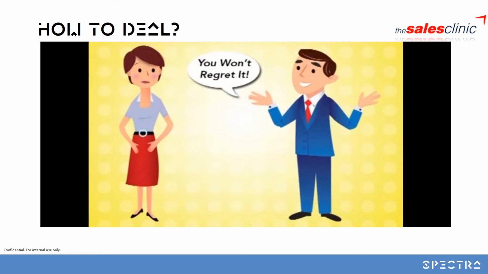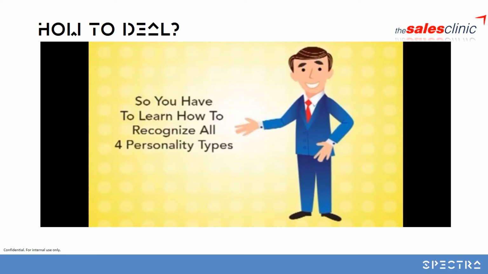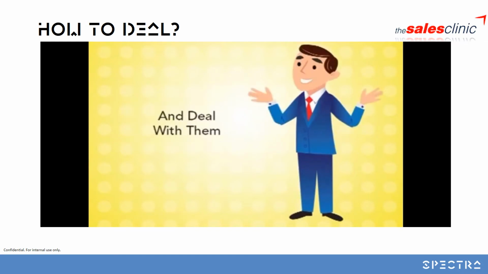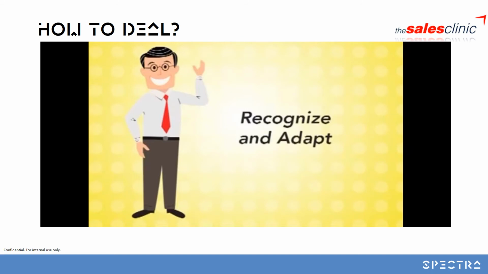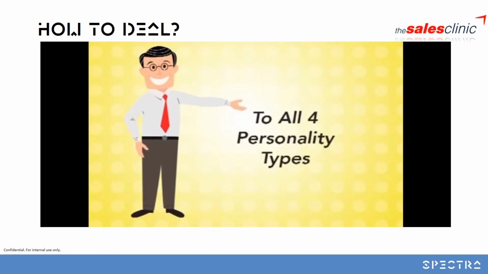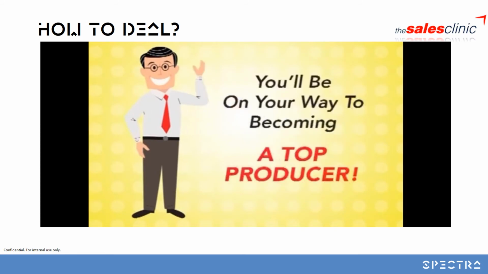So we have to be able to recognize all 4 personality types and deal with them. Ask yourself this question: what personality type am I? Chances are most of your customers will be a lot like you. But to be a top producer, you need to be able to recognize and adapt to all 4 personality types. Once you master this concept, you'll be well on your way to becoming a top producer.